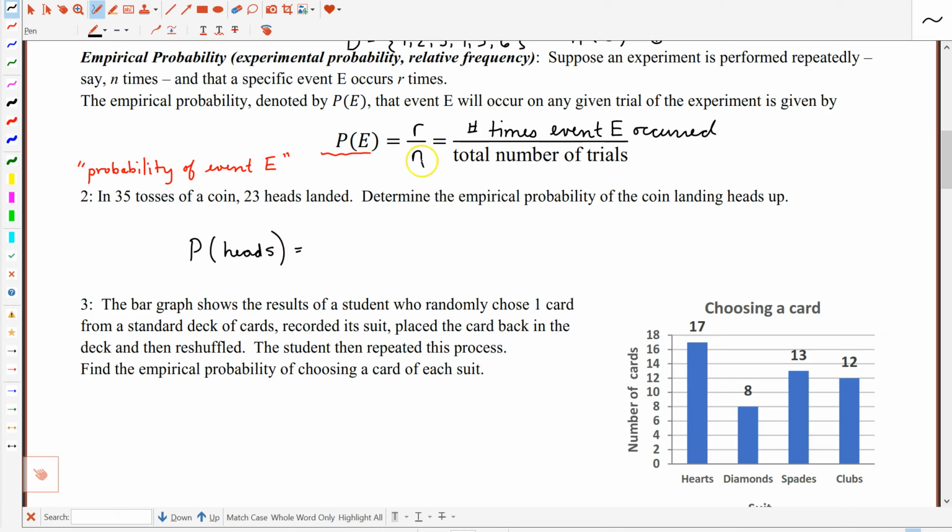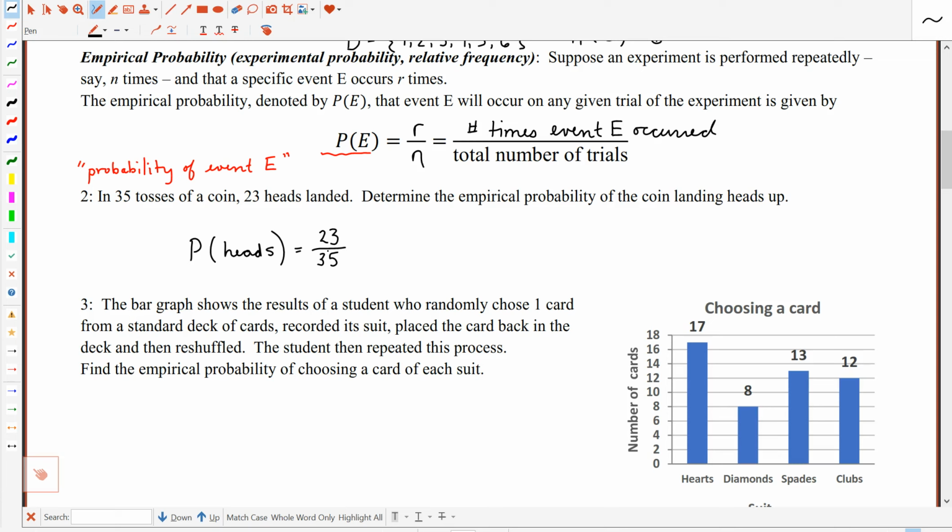So then we're going to build this fraction. The denominator will be the total number of trials. So how many times you ran your experiment. So we ran the experiment 35 times, so that'll be in the denominator. And then the numerator will be the count of how many times this thing that we're interested in keeping track of occurred. So out of 35 tosses, heads occurred 23 times. So then that forms our probability. And if that could be simplified, we would, but this fraction cannot be simplified, so we're just going to leave it like that.